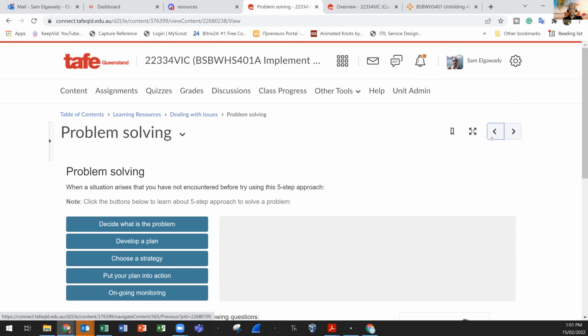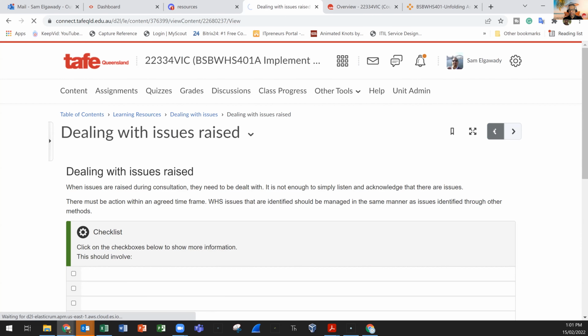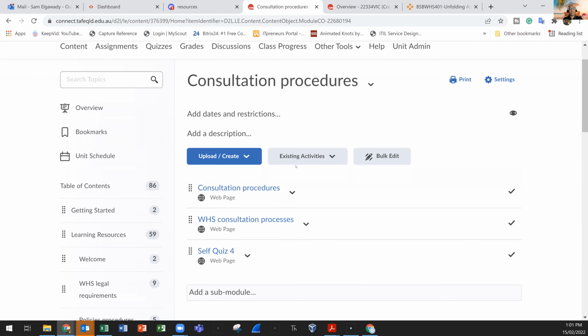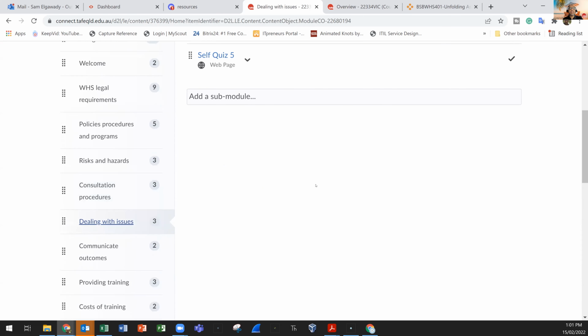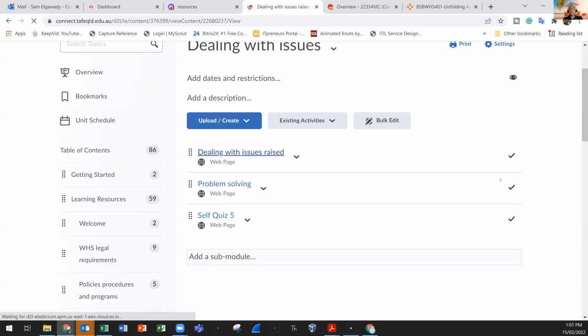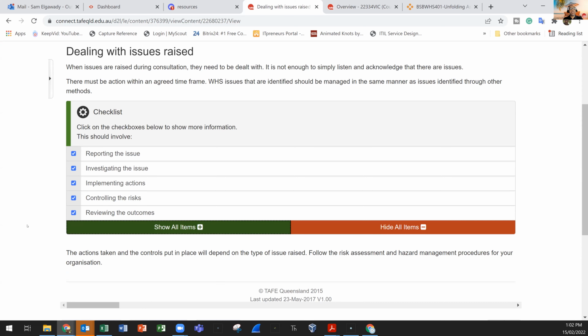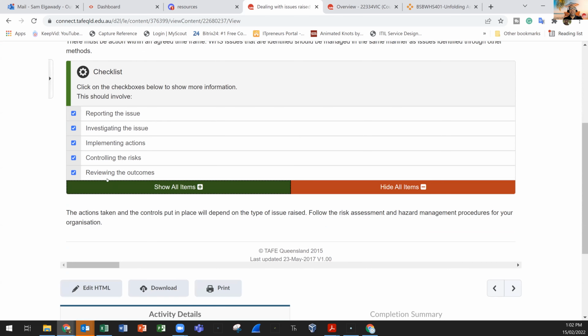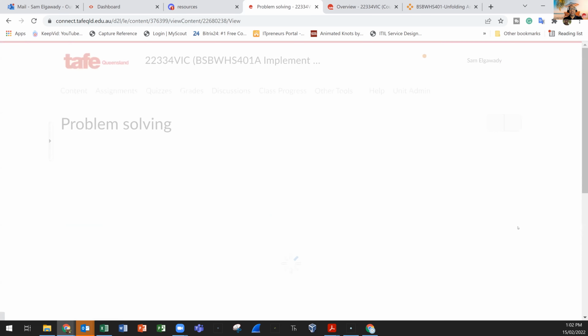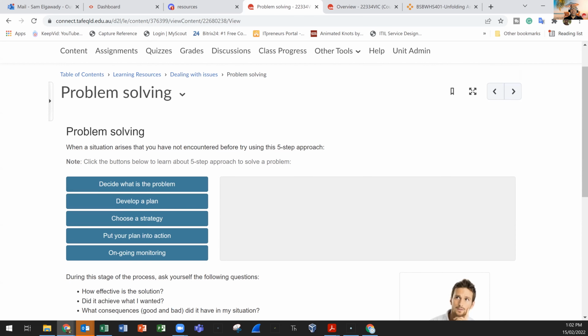This topic was a nice, short one. Sorry, I clicked on back. So, dealing with issues raised. Here we have the checklist: reporting, investigating, implementing, controlling, reviewing. This is the checklist and the steps we need to take. Then we have the 5-step approach: decide what is the problem, develop a plan, choose a strategy, put your plan into action, ongoing monitoring.